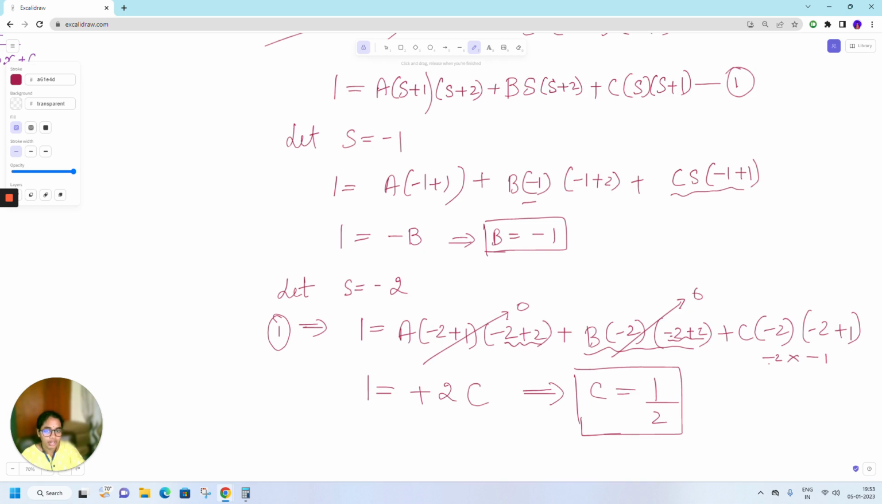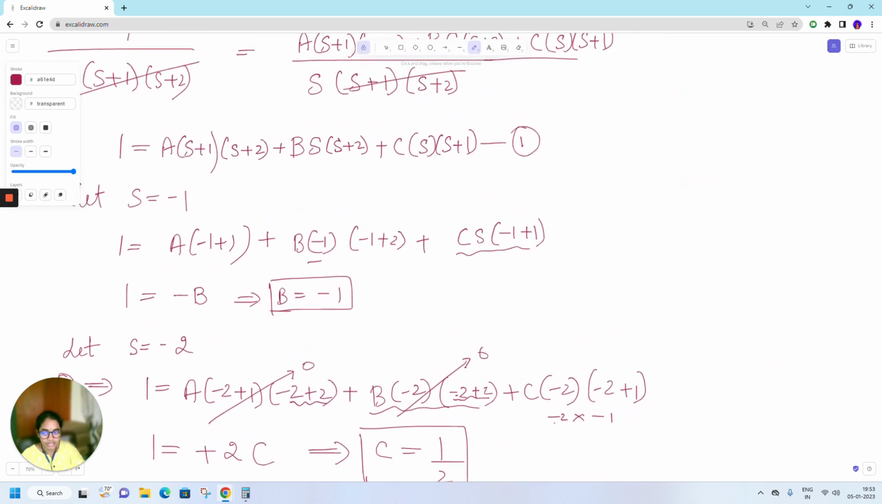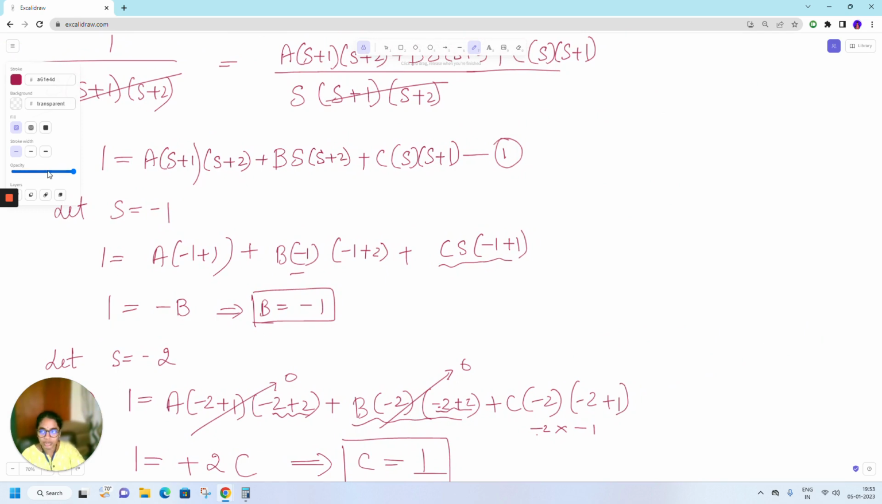Yes, I substituted S as minus 1. I took S as minus 2. Now check for which value of S you would get the value of A.